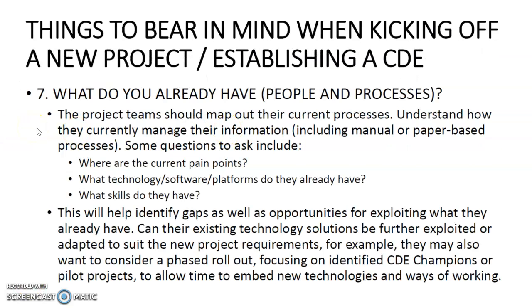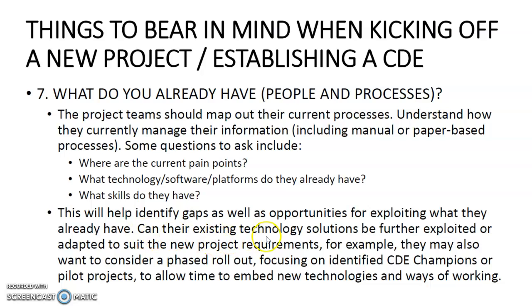We will also need to know what we have already in terms of our people and processes. The project team should map out their current processes, understand how they currently manage their information, including manual or paper-based processes. Some questions to ask include, what are the current pain points? What technology software platforms do we already have? What skills do we already have? This will help identify gaps as well as opportunities for exploiting what we already have.